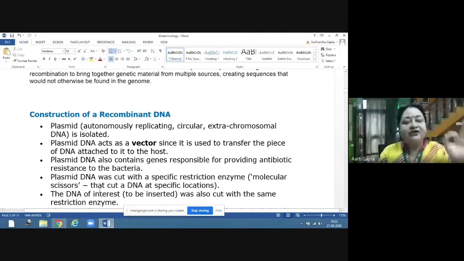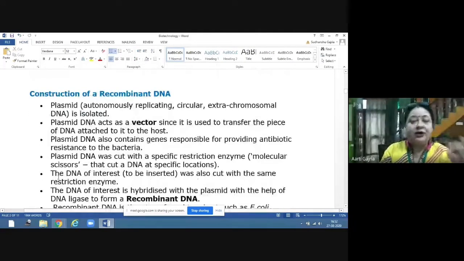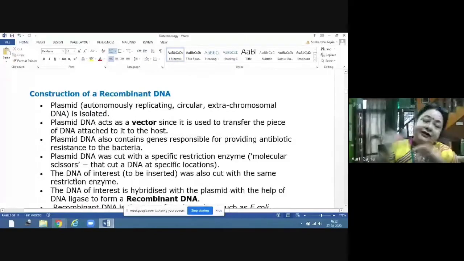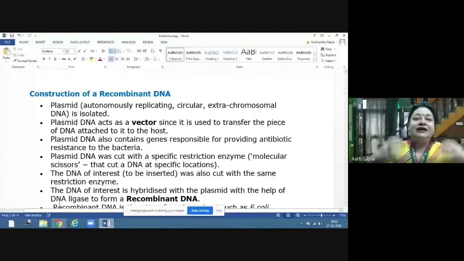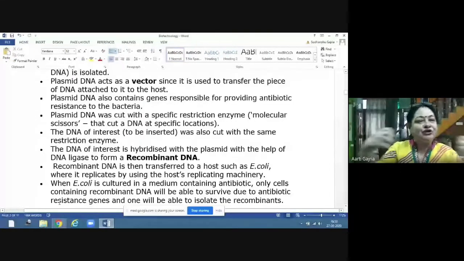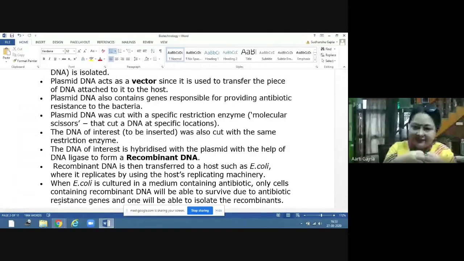Now the DNA of interest, the foreign DNA, is also cut with the same restriction enzyme, and then this DNA of interest is hybridized with the plasmid with the help of DNA ligase. In DNA replication, we saw that DNA ligase is the enzyme responsible for joining of the sequences. So here also the DNA ligase plays its role to form the recombinant DNA. Now this recombinant DNA is then transferred to a host.